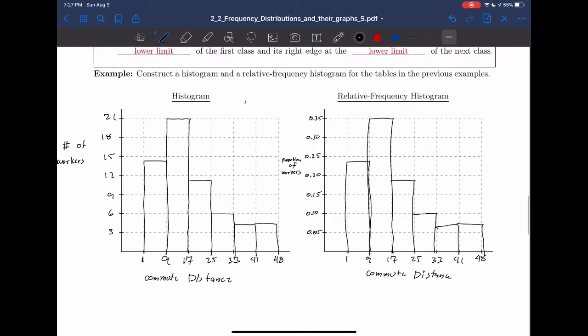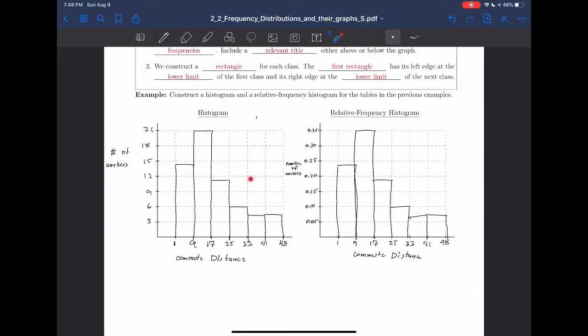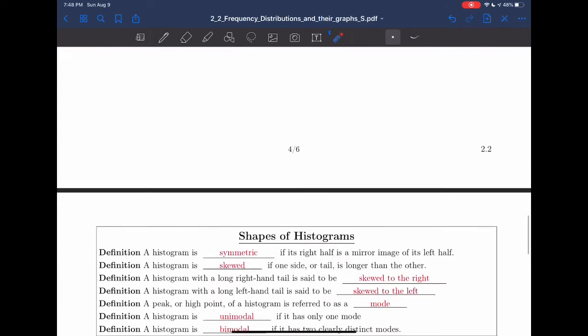Then congratulations, we just made 2 histograms. So actually, the shape of your histogram tells you a lot about your data. If it has some sort of skewness, that tells you something has impacted your data. So the shape of one's histogram is what we're going to talk about next.